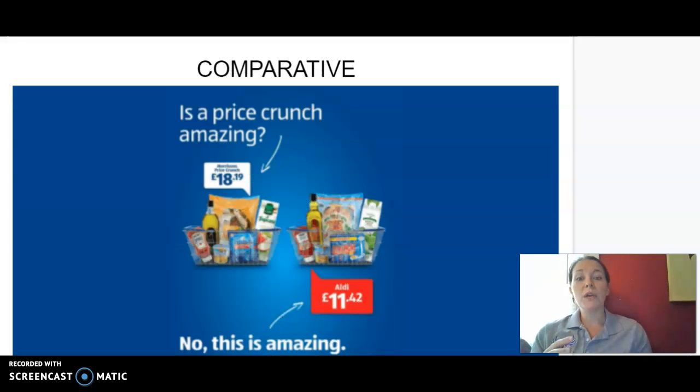Comparative. So here we see 2 separate stores, and on this you're showing 2 different prices, the price of one store versus the price of another. This is smart for their advertisement because it shows, hey, we're cheaper. You should shop here because you can save more money.